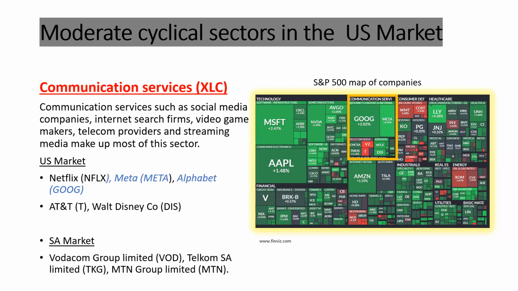The next is communication services. Communication services such as social media companies, internet search firms, video game makers, telecom providers, and streaming media make up most of this sector. In the US, examples are Netflix, Meta, Alphabet, AT&T, Walt Disney, to name but a few of them. And in South Africa, we have Vodacom, we have Telkom, we have MTN, and you can see they are over this side in the S&P 500 map of companies.